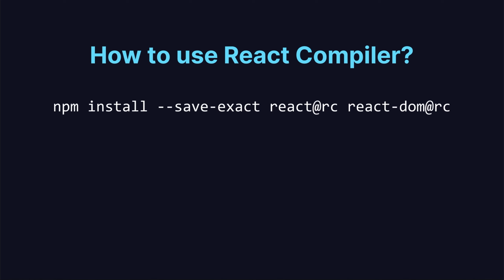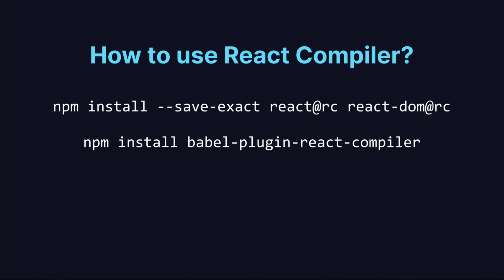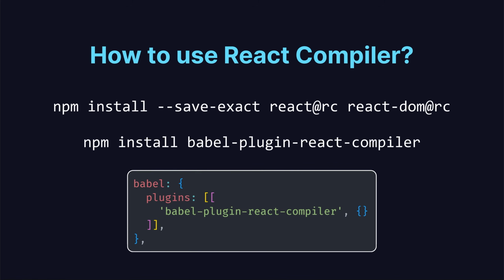If you want to use the compiler, you need to upgrade to React 19 RC. This is the release candidate version that includes features like actions and the use optimistic hook, but it also supports the compiler. After that, you need to install a Babel plugin that will make React compiler part of the compilation process. After you add that to the list of Babel plugins, you should be all set.